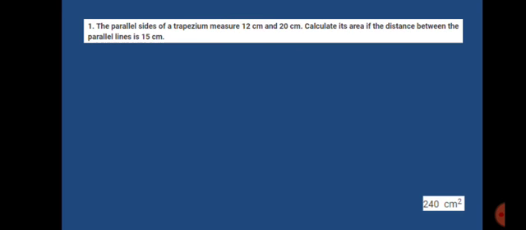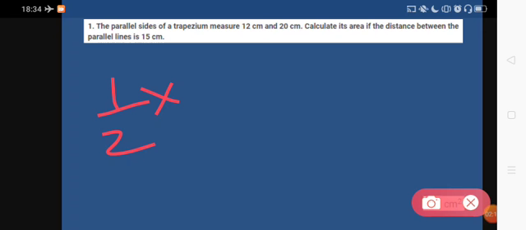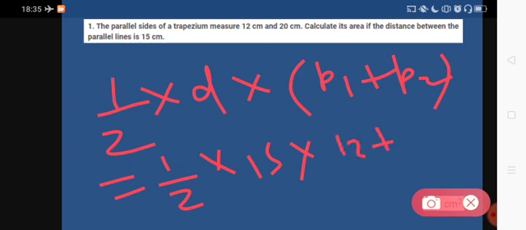The formula for the area of the trapezium is 1 by 2 into the distance between the parallel lines into the sum of the parallel sides, P1 plus P2. This is the formula for the area of a trapezium, right? Now we put in the data. 1/2 into distance. What is the distance? 15, and the parallel sides 12 plus 20.